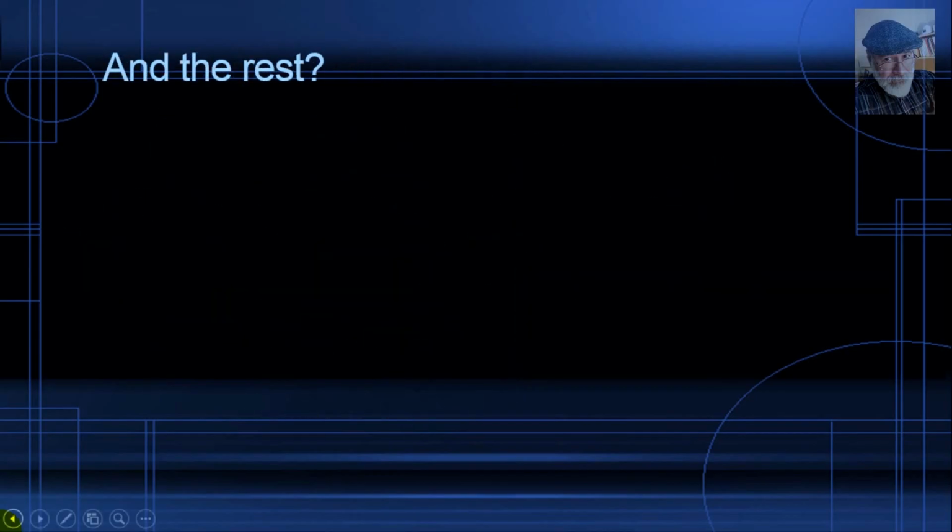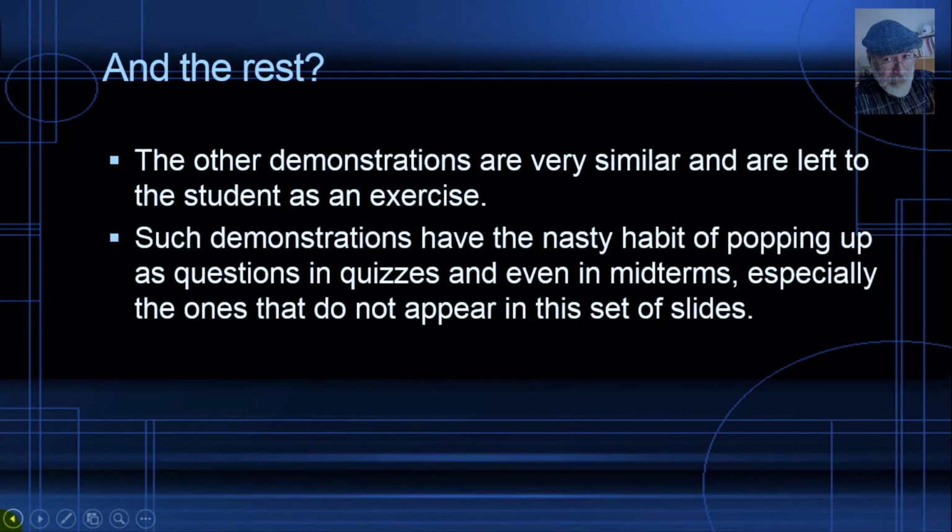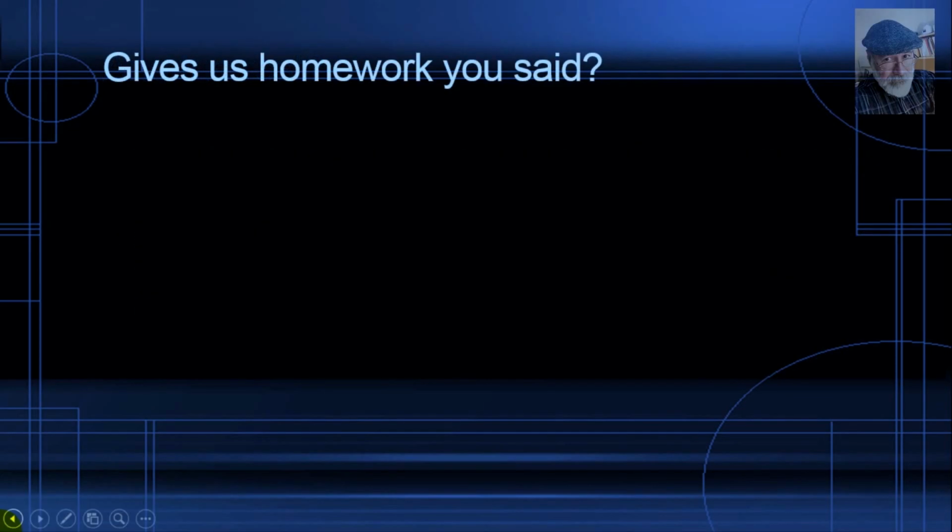Now, what about the rest? Well, the other demonstrations are very similar, and I leave them up to you, the student, as an exercise. Now, if you're in my class, I want to remind you that demonstrations like these ones have the nasty habit of popping up as questions in quizzes, even in midterms. Especially those demonstrations that do not appear in this video.